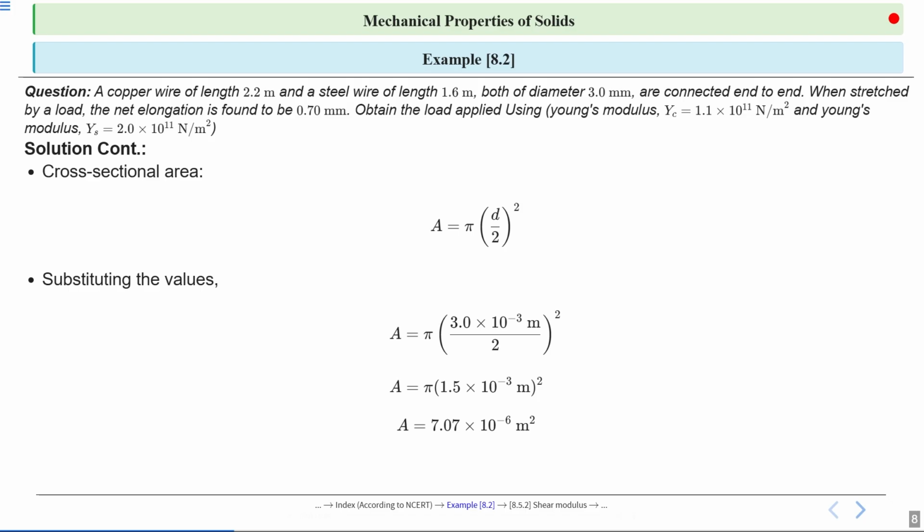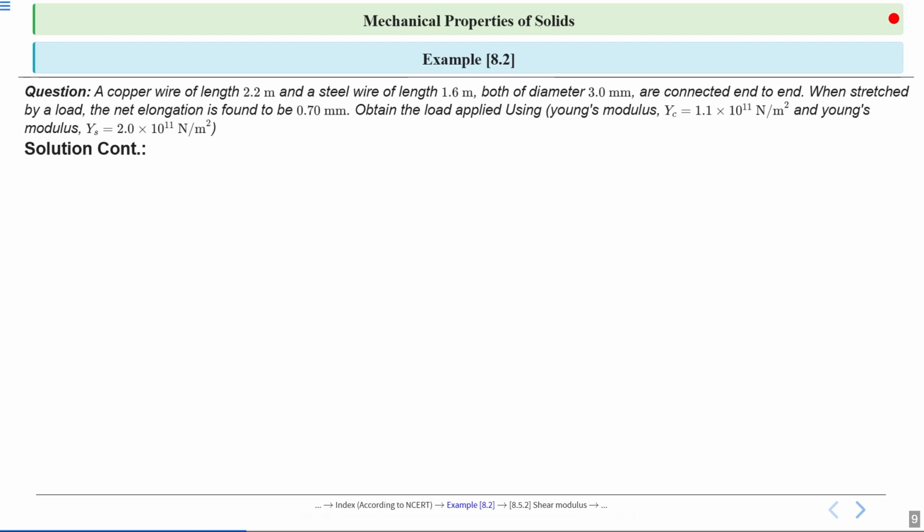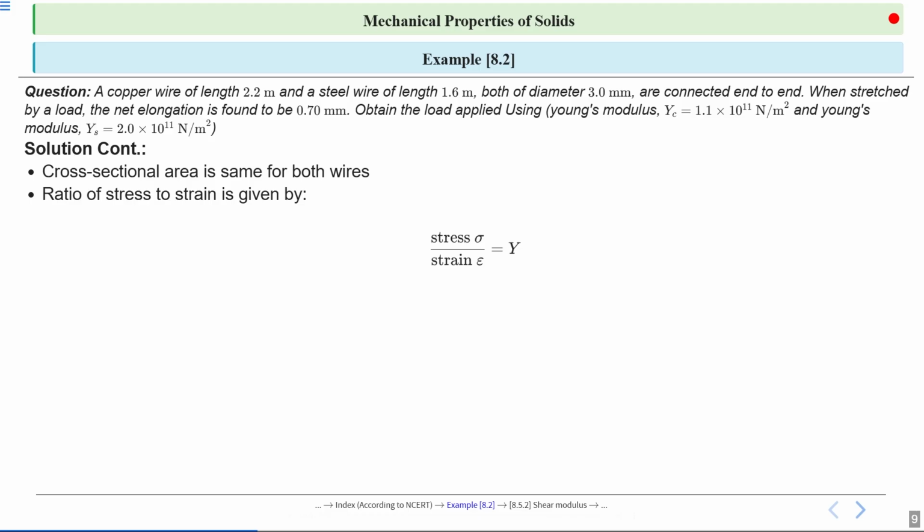So solving this, you will get 7.07 into 10 raised to the power minus 6 meter square. This value will be used in the next steps to find the load. Now, cross sectional area is same for both wires. The ratio of stress to strain is given by stress upon strain is equal to Y. So we have the formula: stress divided by strain equals Young's modulus, or sigma over epsilon.